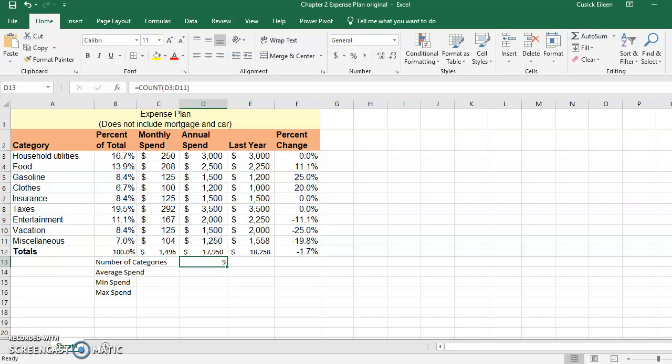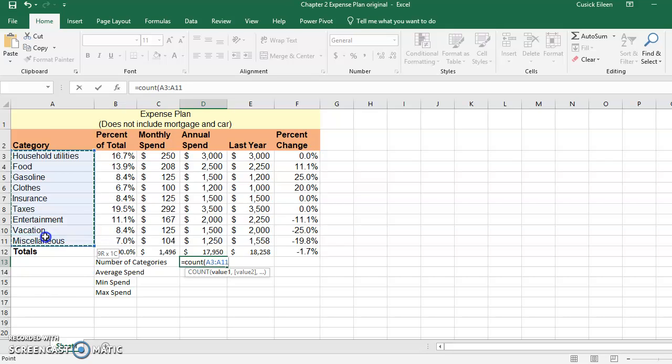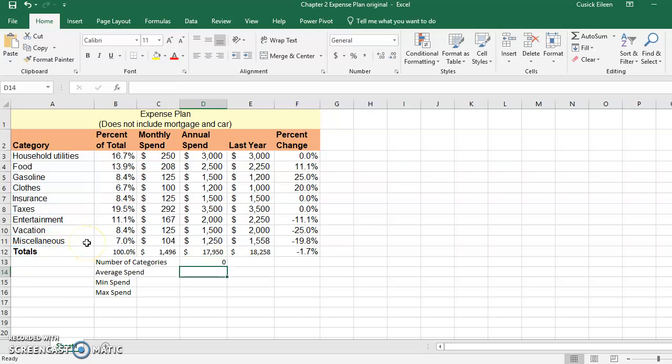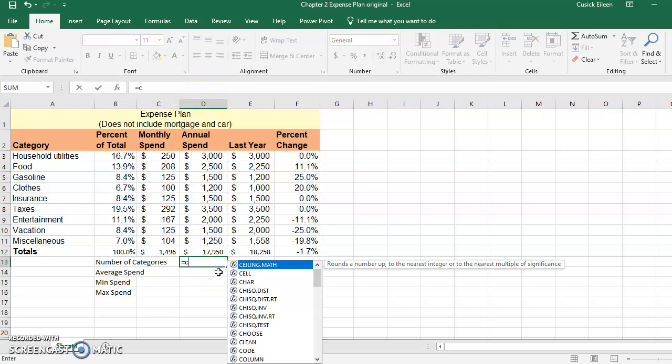Now, if I had modified this formula, let me undo this. I like to show you errors. Equal count, left parenthesis, and if I had selected the categories, because after all, here are my categories, I would get a 0. Count only counts anything that has a number in it. Let me undo again. Oops, I went too far. Okay, so I'm sitting on cell D13 and equal count.